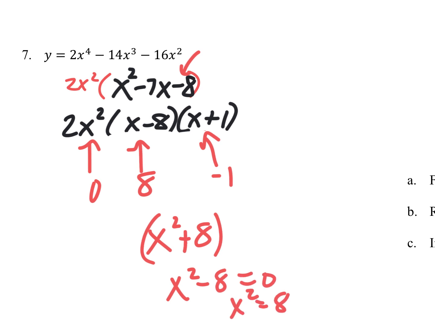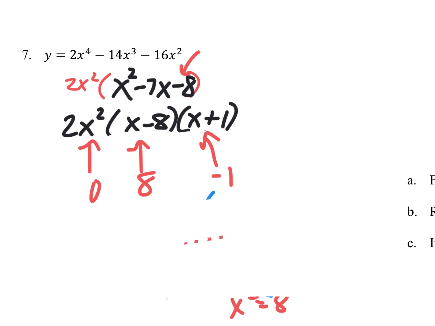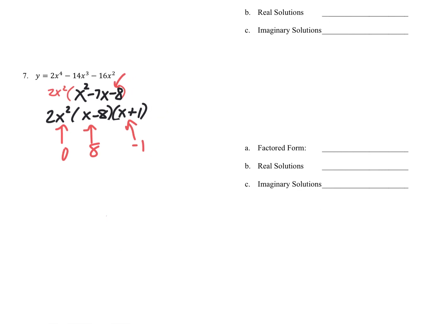It's when it's like this that you'll get imaginaries. When you set that kind of thing equal to 0, then you end up having to square root a negative. That's what it always comes down to. If you find yourself square rooting a negative, that was an imaginary one. This one, number 7, does not have any imaginary ones. It's just got real roots, which means they are x-intercepts.